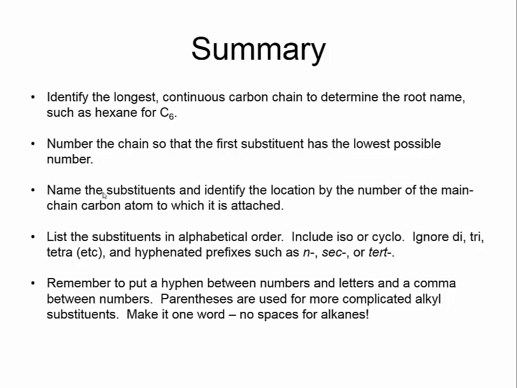The substituents are listed in alphabetical order. We're going to include iso, and when we see it, we'll include cyclo. We haven't had an example of that yet. We're going to ignore di, tri, tetra. We're going to ignore hyphenated prefixes like sec or tert. And it's important to remember where to have commas, hyphens, and so far, no spaces. Hyphens go between numbers and letters, commas go between numbers, and we've just seen how to use the parentheses for the more complicated alkyl substituents.